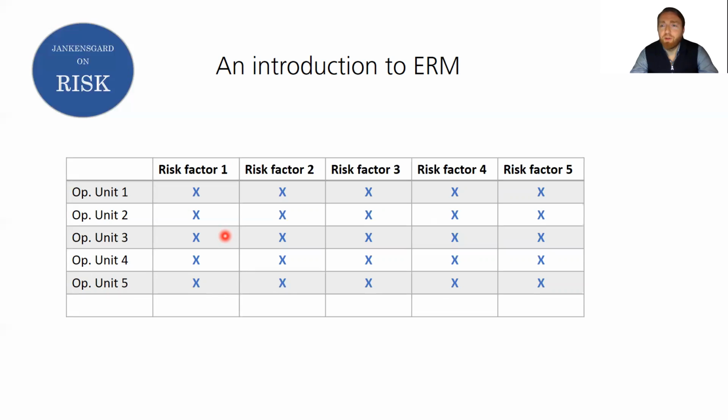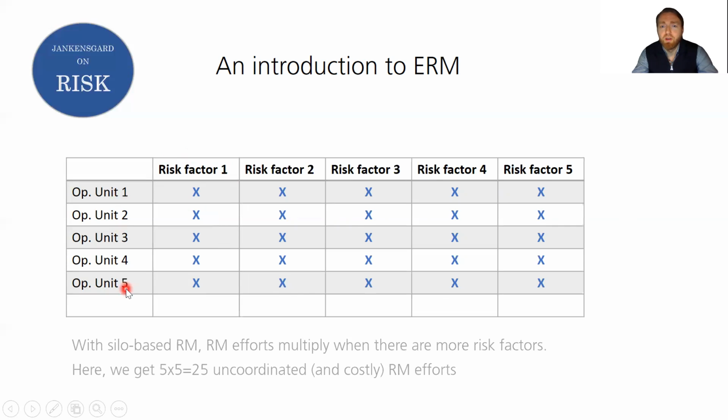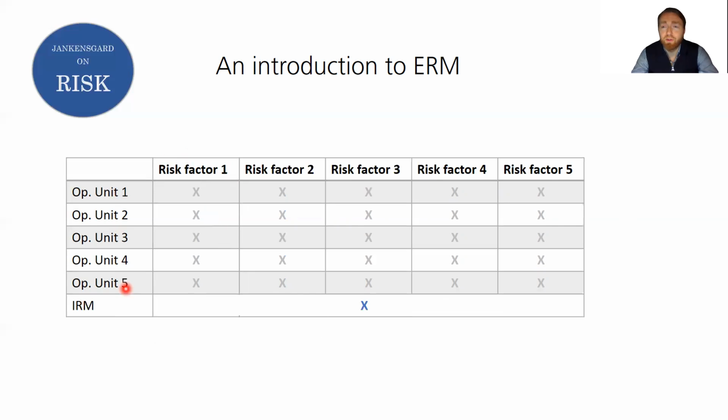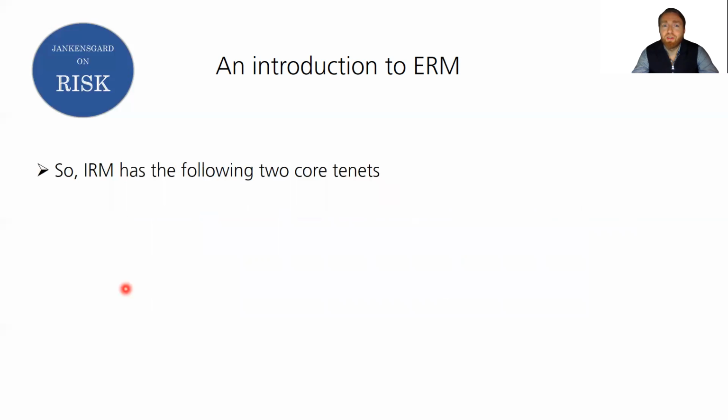And obviously, when you have more risk factors, the costs will multiply. In this case, if you have 5 different risk factors and 5 business units, you get 25 uncoordinated risk management efforts that are all contributing to costs, right? So again, with enterprise risk management, you're replacing that with one single process that tries to utilize net exposures and correlations. So these would be the 2 core tenets then.